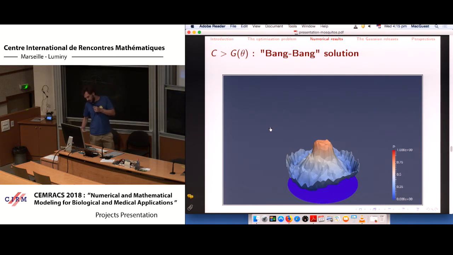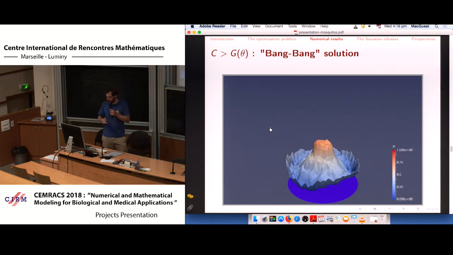This is a bit more interesting as a result, but you might not see it very well here, it's still positive everywhere. So again, you still need to release a few mosquitoes everywhere. At this point it's still in the case where you could have a constant solution, but it's telling us that this actually is a bit better.